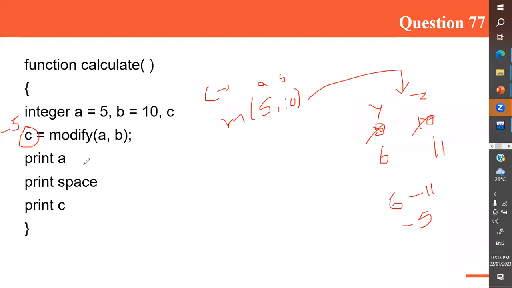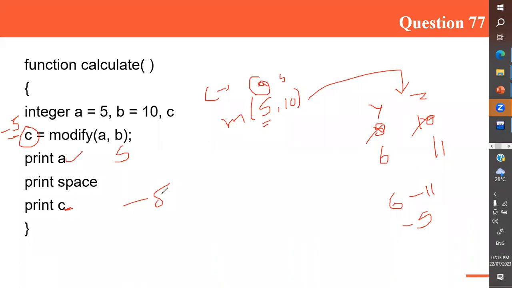Okay. Now after that, we are printing A value. What is A value? Did we modify A value? No. A value is still 5 only. So answer is 5 as the first output. Then print one space. Then print C. What is C value? Minus 5. Understood that? So answer is what? 5 space minus 5. I hope it's clear now.